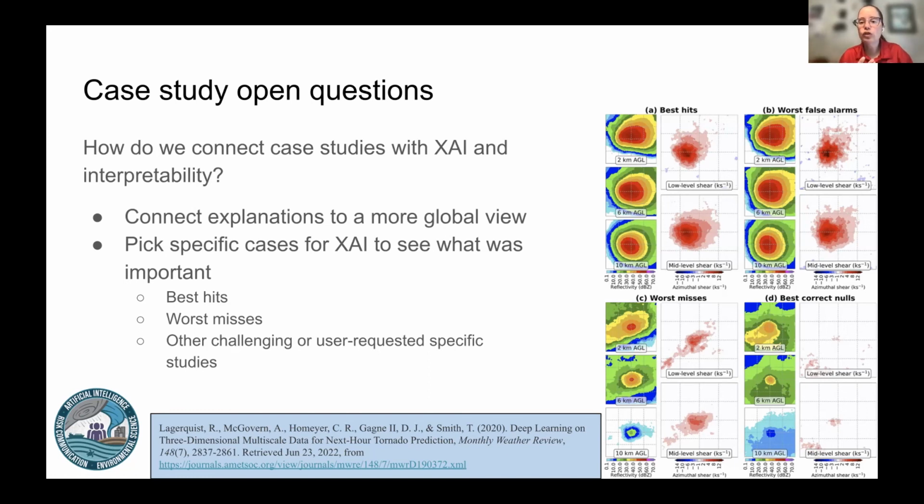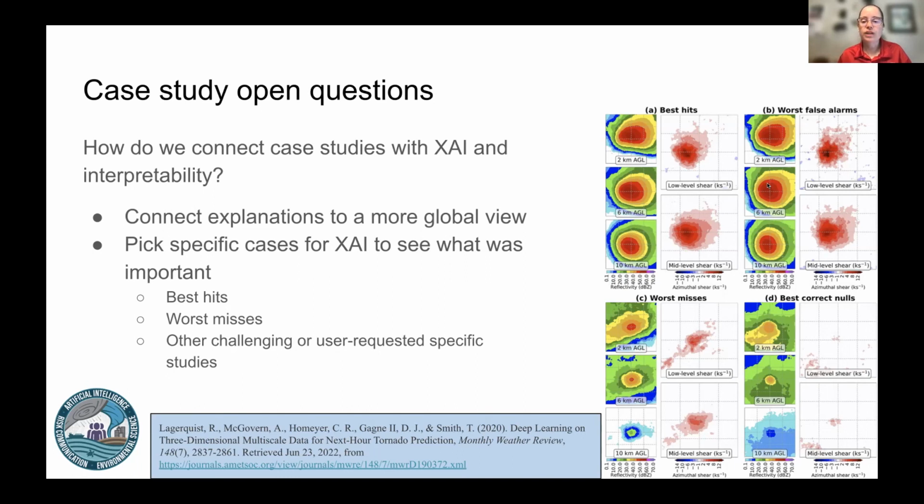The XAI was more of a local view. You could do a case study and get a global view across a set of cases. And when we were asking you about how to pick cases, this is an example of some work with Ryan Lagerquist, where we were looking at how well a method did at predicting tornadoes. We looked at all 4 parts of the contingency table: best hits, worst false alarms, worst misses, best correct nulls. He did a probability matched mean estimate for the top 100 of each of these, and then plotted them to make sure that what came out actually made sense.